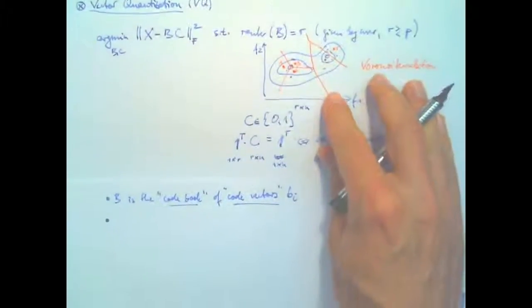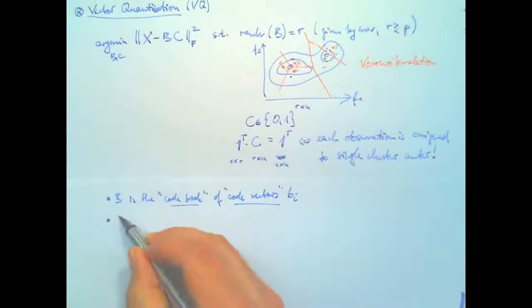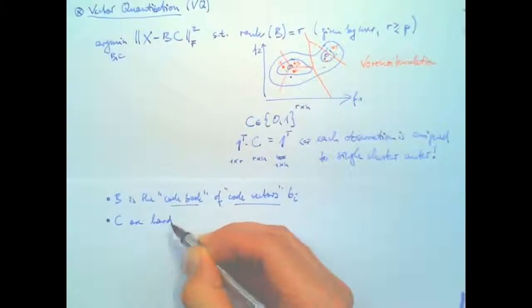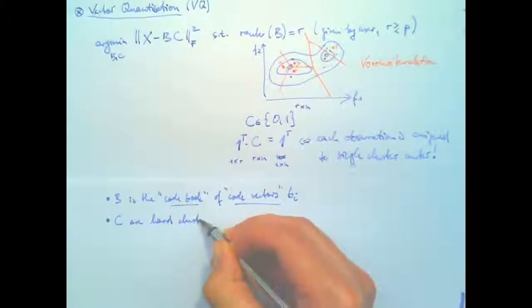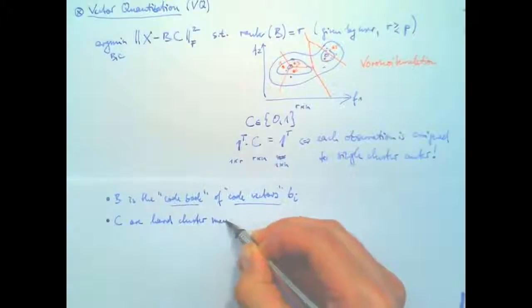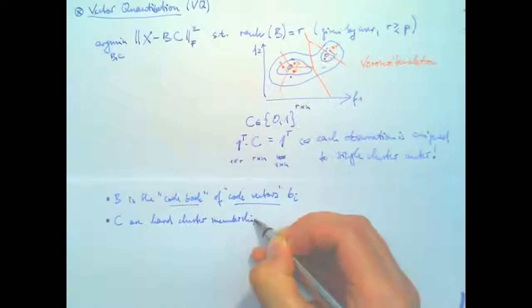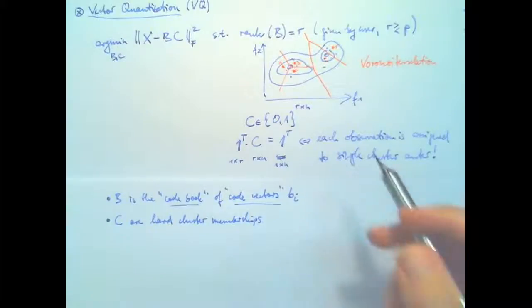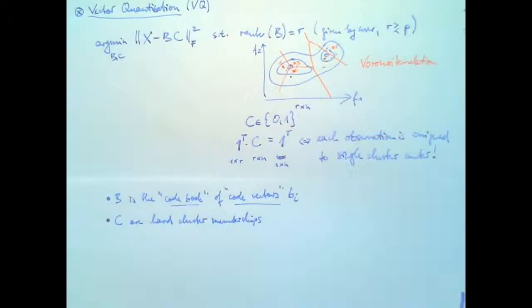And C, on the other hand, if you think of it as a clustering algorithm, then these are hard cluster memberships. So each column in C has just a single one, which is a different representation of these indices. It's a binary representation of these indices.